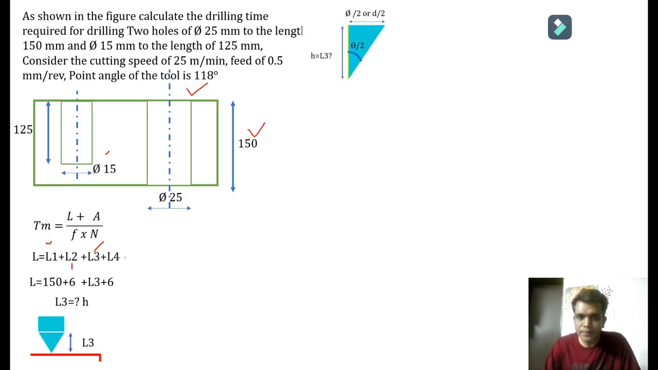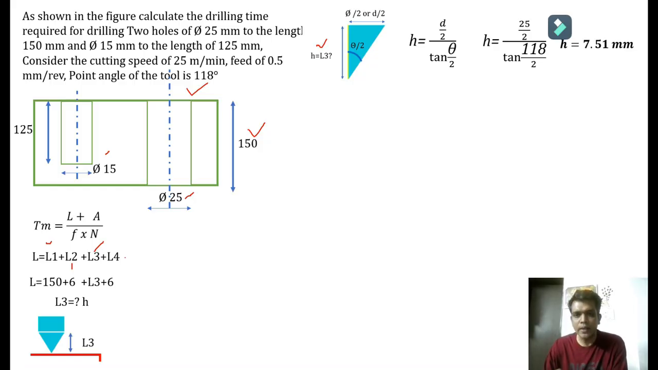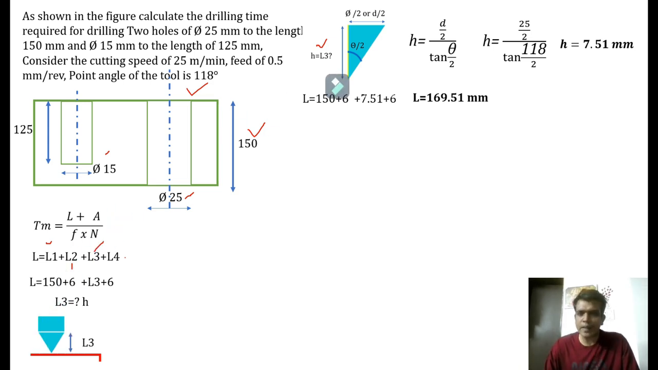Now let's see what we know. The diameter of the drill is 25, so this is 25 by 2. Point angle is 118, so this is 118 by 2. H or L3 can easily be calculated by this. If we calculate, we'll get the cone height H, that is L3. Once we have this, we can easily calculate the total tool travel length: 169.51 mm.